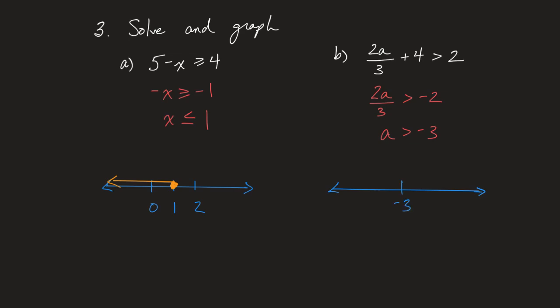My key value of negative 3, an integer to the right, an integer to the left. I am not including this value, so I have an open circle, and I'm going off to the right for greater than. There we go. Okay, hopefully those two match up and we're feeling pretty confident, and we can see why I said today's going to be a pretty relaxed day. Let's jump into a couple more.